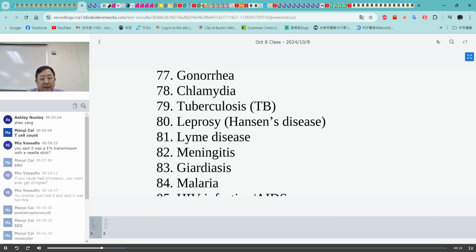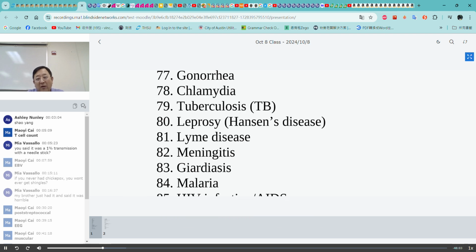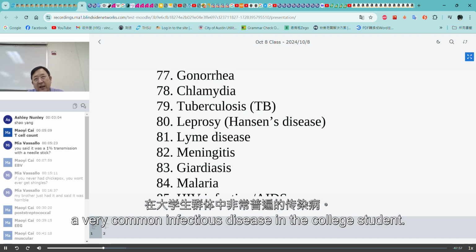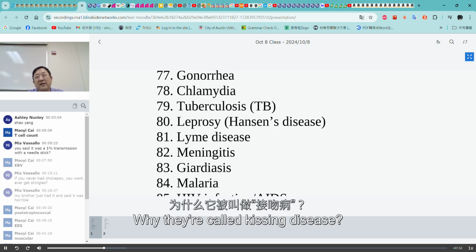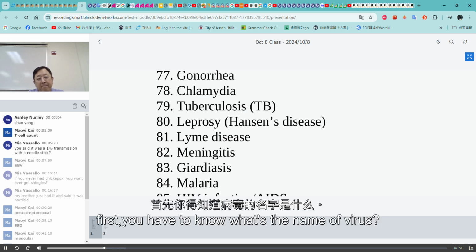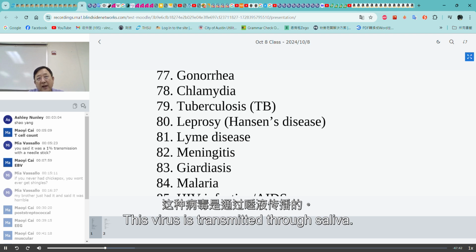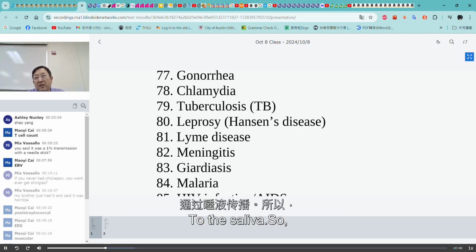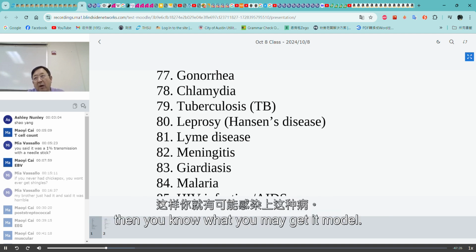Then number 86, which seems to occur on the board exam quite a lot: infectious mononucleosis, or a lot of the time we just call it mono. It's a very common infectious disease in college students. That's why there's a name called kissing disease. First you have to know the name of the virus: it's Epstein-Barr virus, EBV. It is transmitted through saliva. So when you kiss someone and have a saliva exchange, you may get mono.